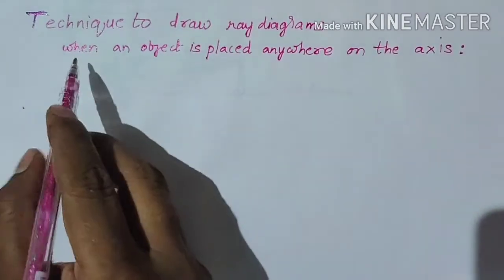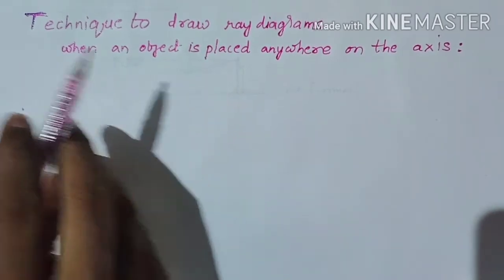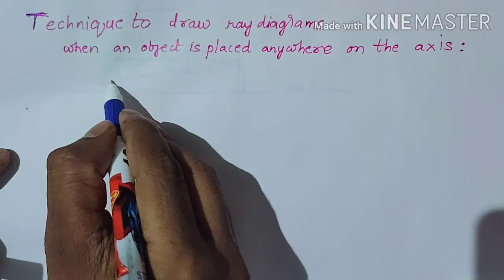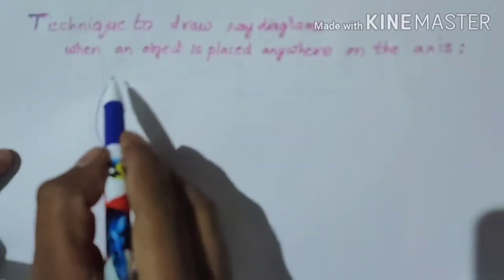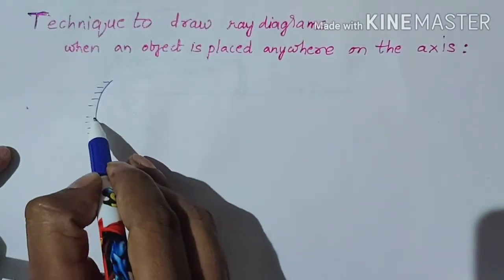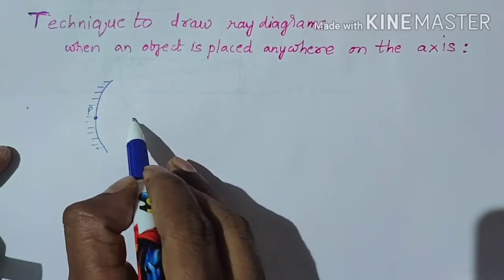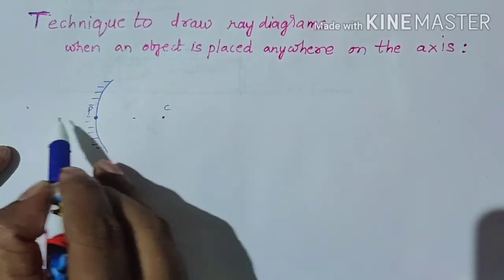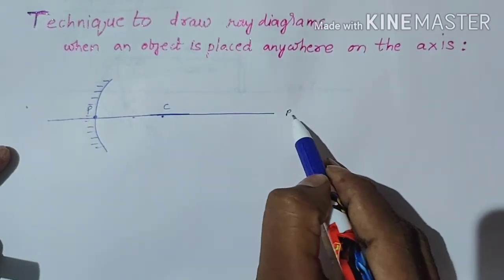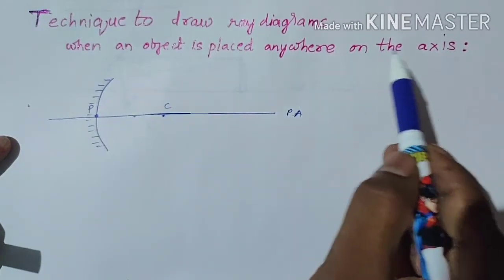Now we shall discuss the technique to draw ray diagrams when an object is placed anywhere on the axis. So for this, assume this is a concave mirror and this is the pole, this is the center of curvature. The line passing through these two is called the principal axis. The topic is when an object is placed anywhere on the axis.